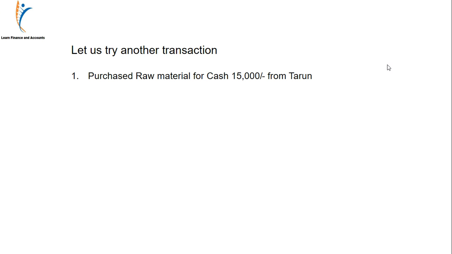What is raw material? Raw material is an asset. Whatever we have is an asset. If we have raw material, that raw material is our asset. And second, cash. What is cash? Cash is again an asset. It can happen in a transaction that both accounts are assets also.